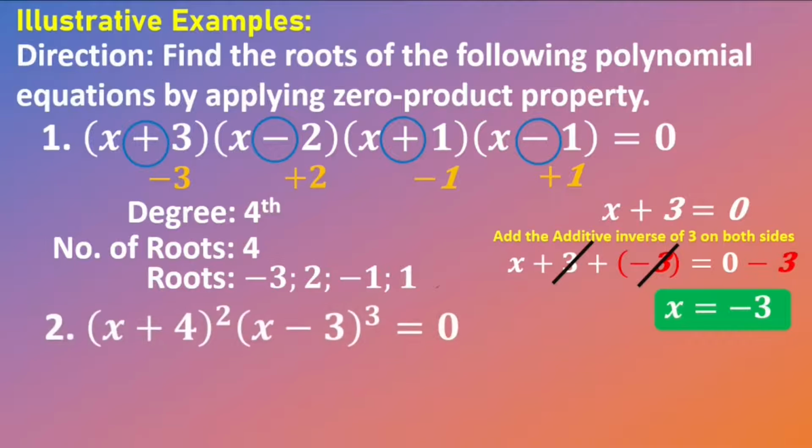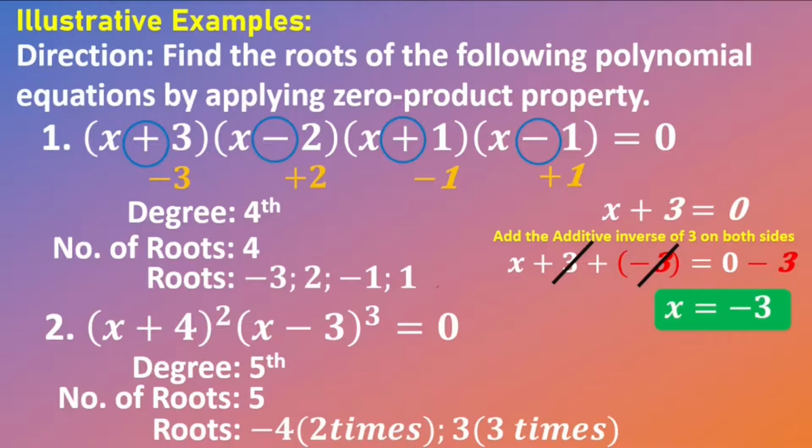For the second example, we have the equation (x + 4) raised to 2 multiplied by (x - 3) raised to 3 is equal to 0. The equation is of fifth degree, therefore it has 5 roots. Now, applying the zero product property, the roots of the given equation are negative 4, 2 times or twice, and positive 3, 3 times or thrice.